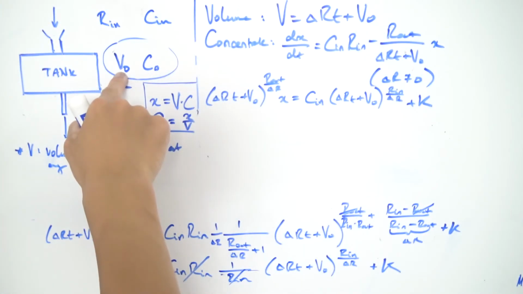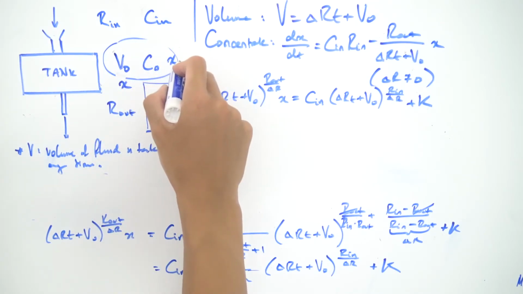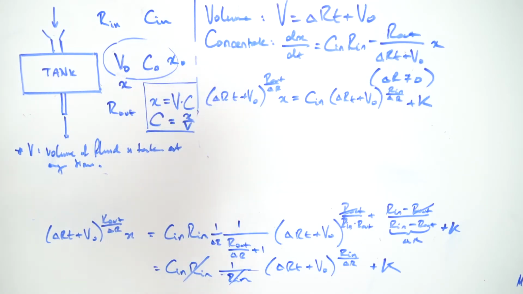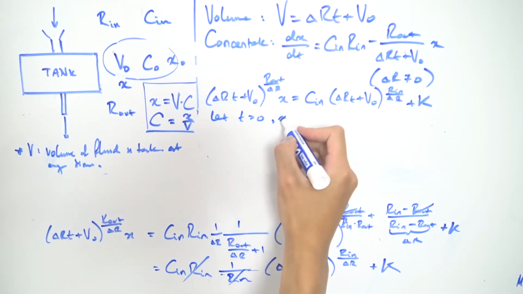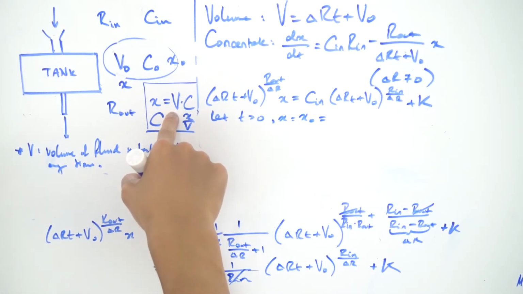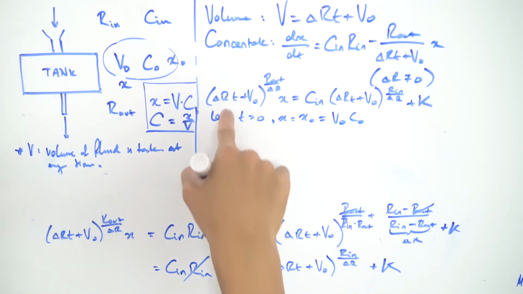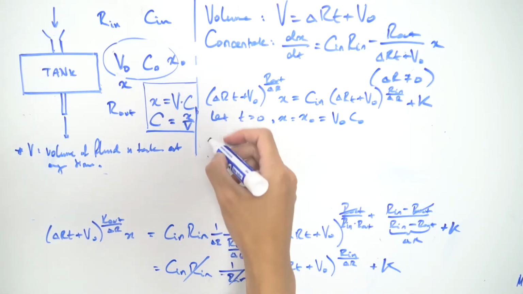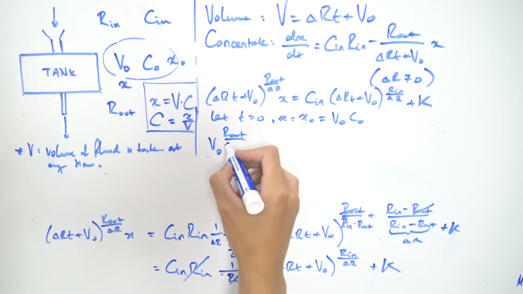And now let's try to solve for this constant K. Because initially, if we have some initial volume and some initial concentration, then we're also going to have some kind of initial mass. So we're going to let T be equal to 0 and X be equal to X naught. But remember, X is exactly V times C. So that's V naught times C naught. So letting T be equal to 0 in here, we're left with V0 to the R out divided by delta R.